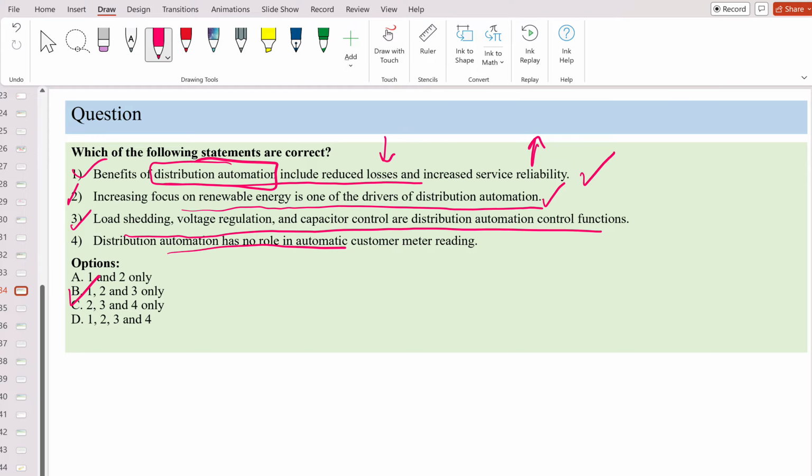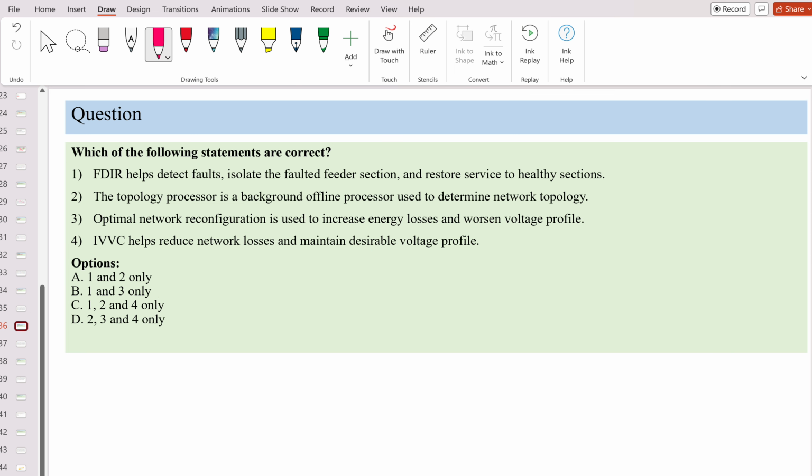When you talk about no role in the automatic customer meter reading, this is false because we need the aggregated demand. We wanted to see the user behavior. In that scenario we need the distribution automation at the different meters and meter reading data. So that is false. Let's move further, try to solve this.